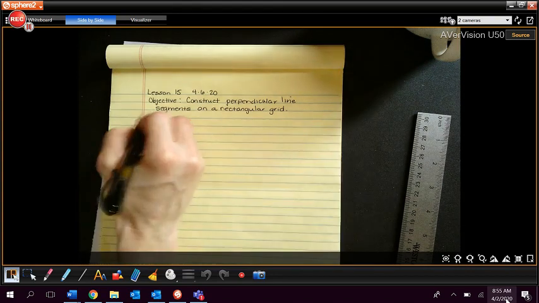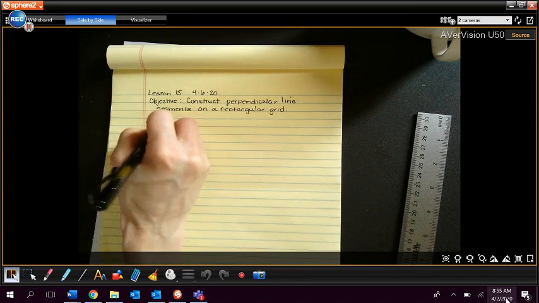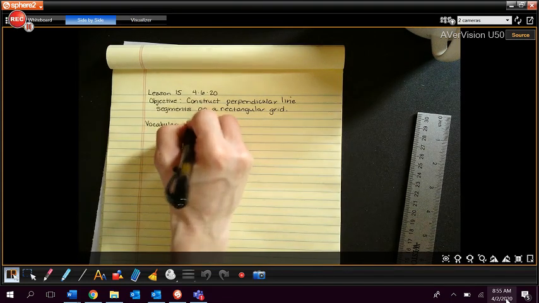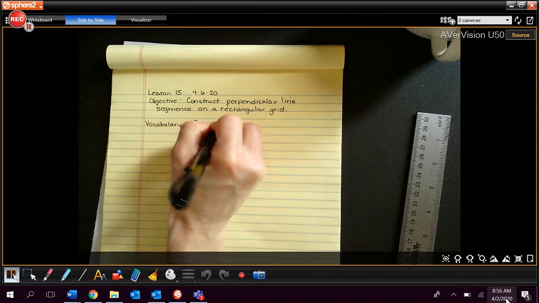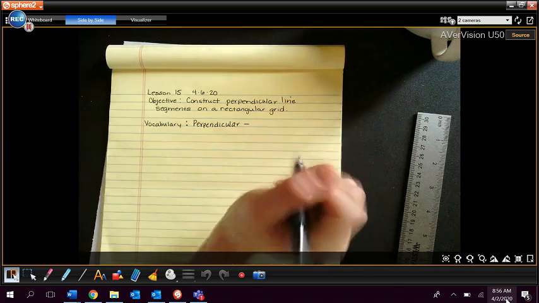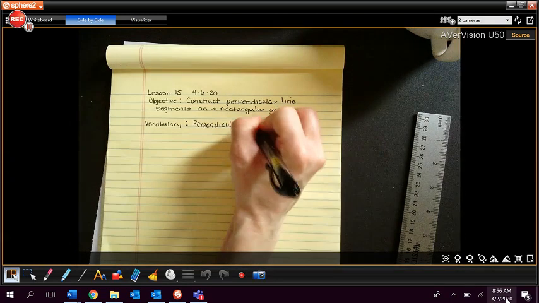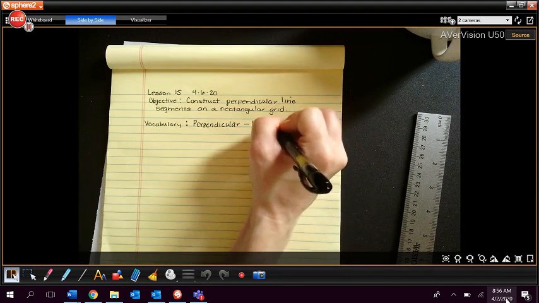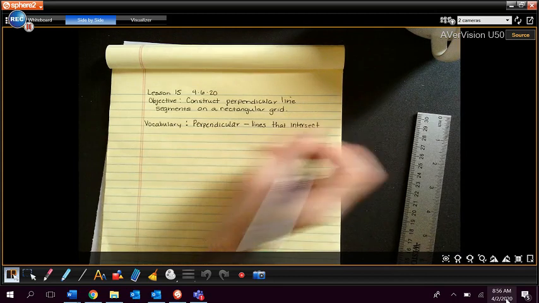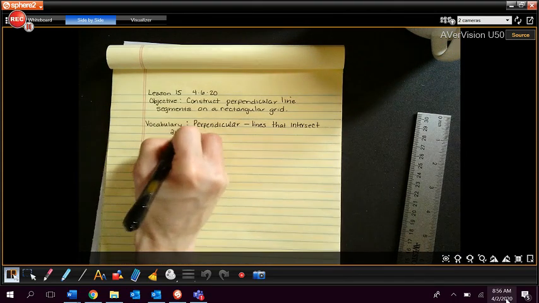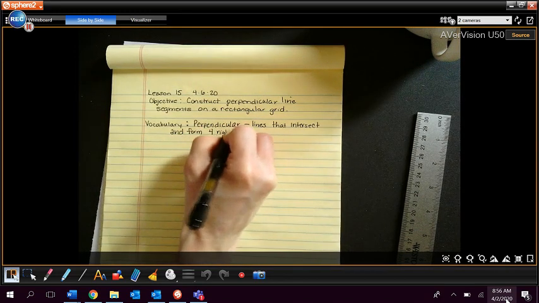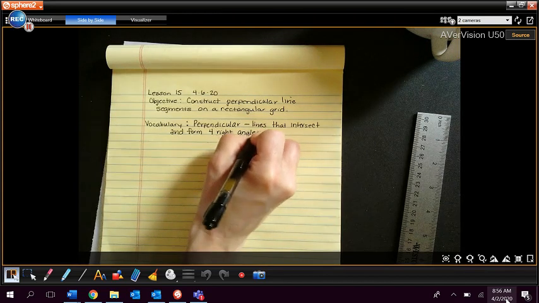Now for today, the only vocabulary word we will use is going to be perpendicular. I know we learned this in our previous lesson, but we're just going to write it down to refresh our memories. Perpendicular: lines that intersect and form four right angles.